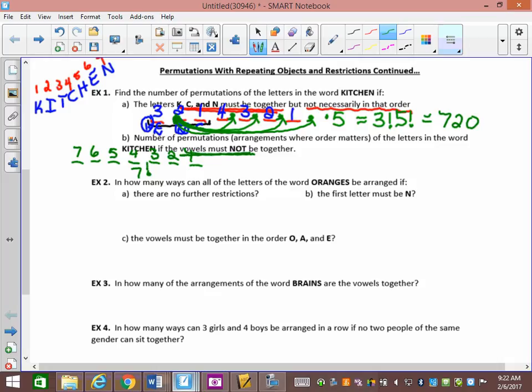So what we're going to do is we're going to do all the ways we can rearrange kitchen minus all the ways the vowels can be together. If you subtract off all the ways the vowels can be together from the total, what's left over? All the ways they can't be together. Okay? So you do total ways of rearranging kitchen, and then you subtract off from that all the ways the vowels are together, and then what's left over are all the ways they can't be together. That's the only way you can do these without having to do like crazy amounts of cases. Okay? So we're going to subtract off the vowels together.